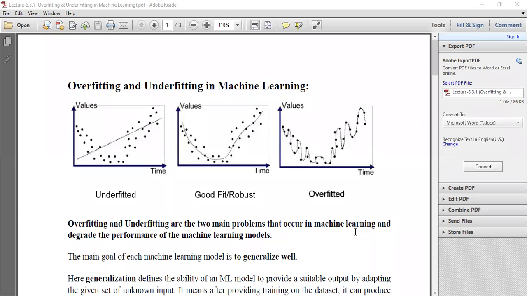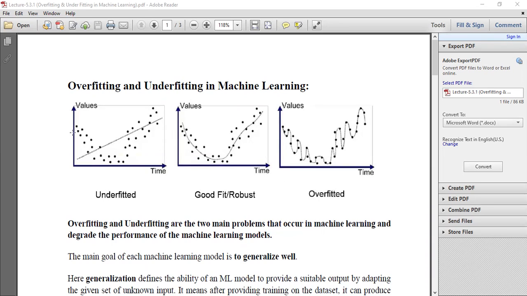Hello friends, today's topic is overfitting and underfitting in machine learning. See, this is the x-axis diagram. These are the data sets, and this is the median. This is the underfitted, this is the good fit, robust, and this is the overfitted.